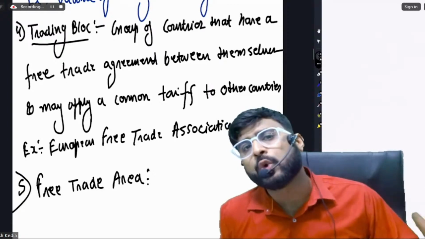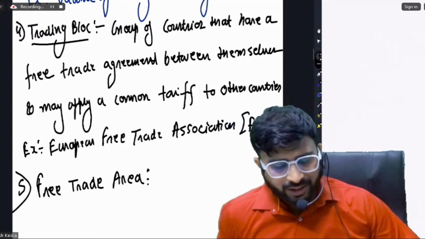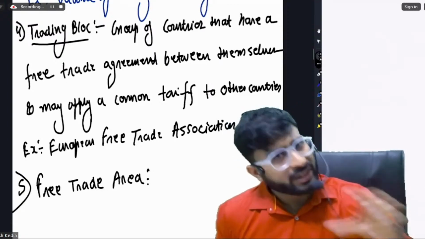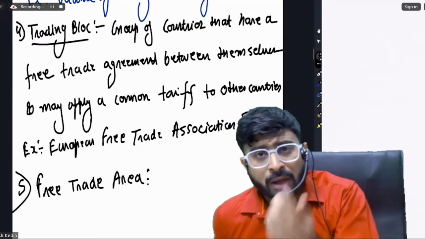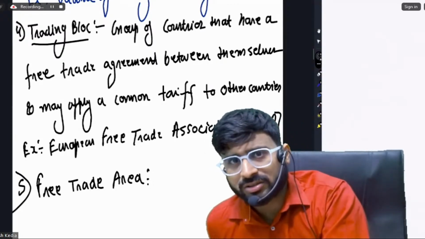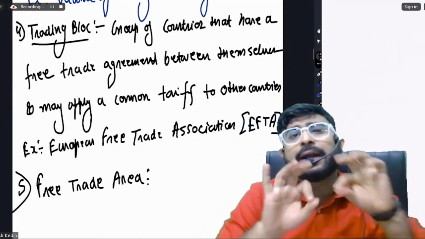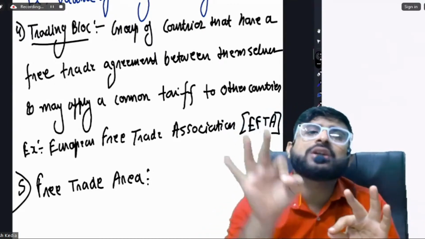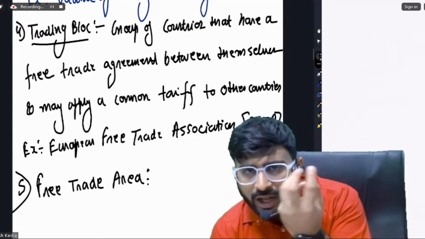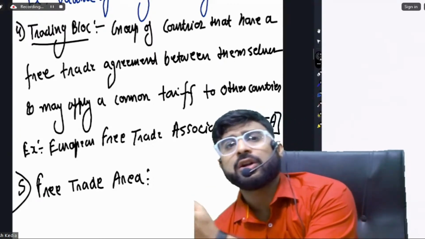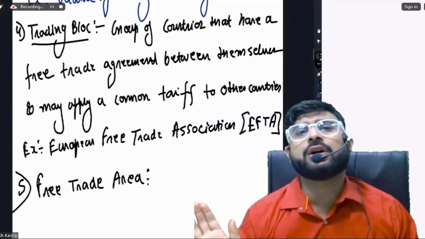Sir, translate it into English. So basically what happens in free trade area is, yes, among the member countries, there would be no tariff, of course, but as far as a non-member country is concerned, each country is independent to decide their own tariff rate. So it's not a compulsion like the trading bloc that all have to have a common tariff rate for a non-member. No, it's not going that way.